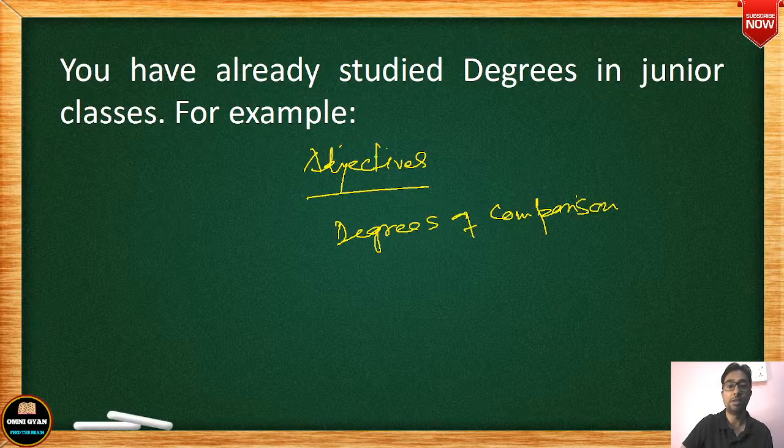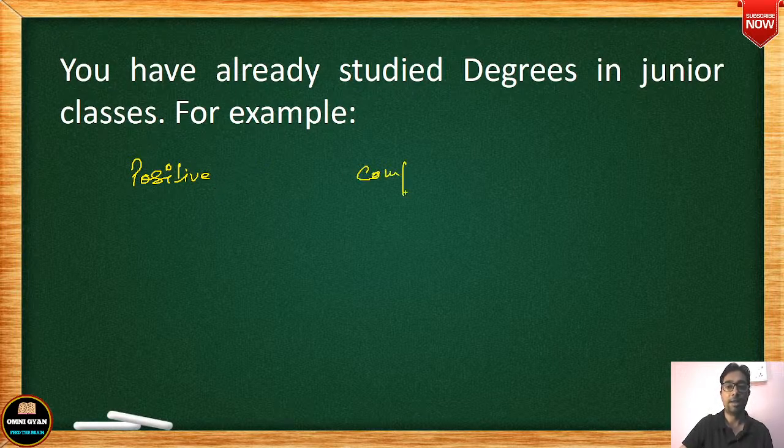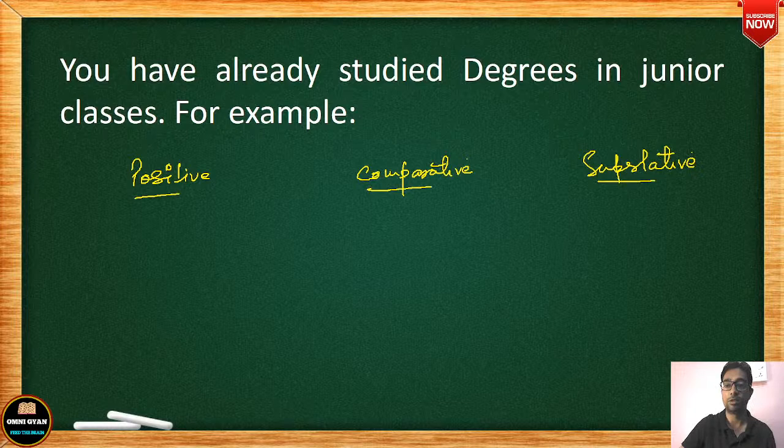Now I'll give you some examples here. Now look at the examples. If I write here positive degree, I'm writing just positive. I'm writing here comparative degree, and then I'm writing here superlative degree. ठीक है, तो there are 3 degrees: positive, comparative and superlative.